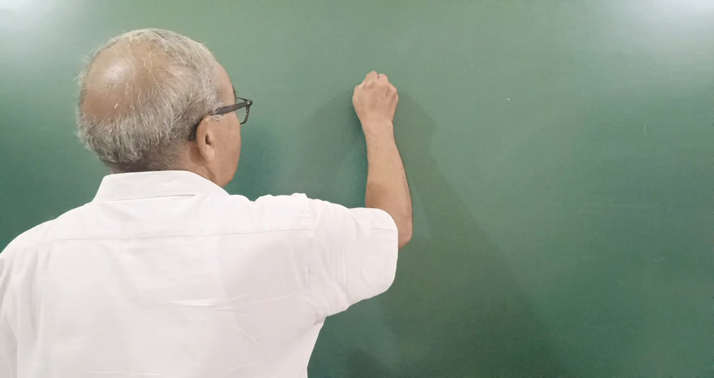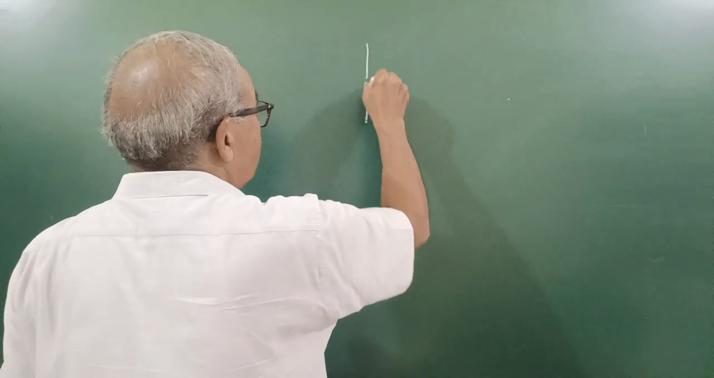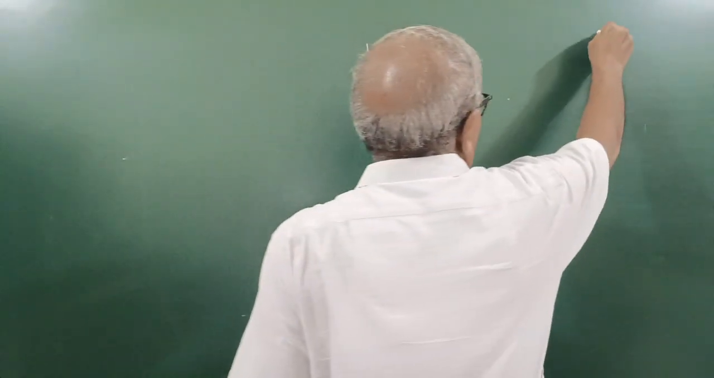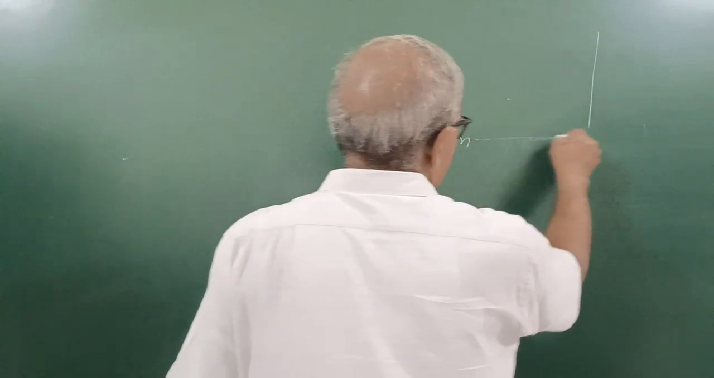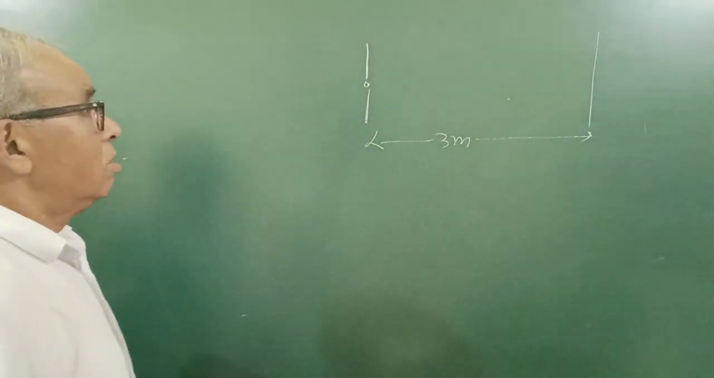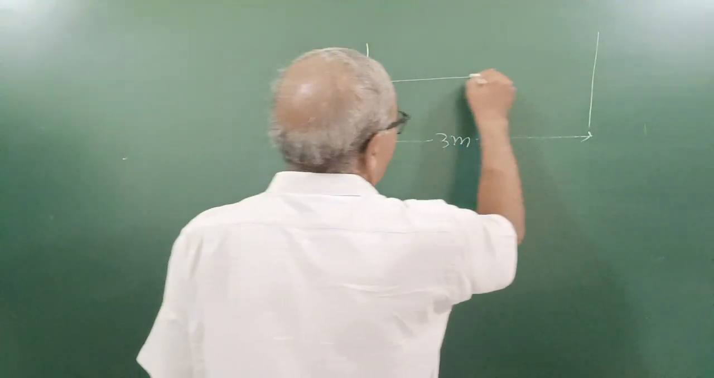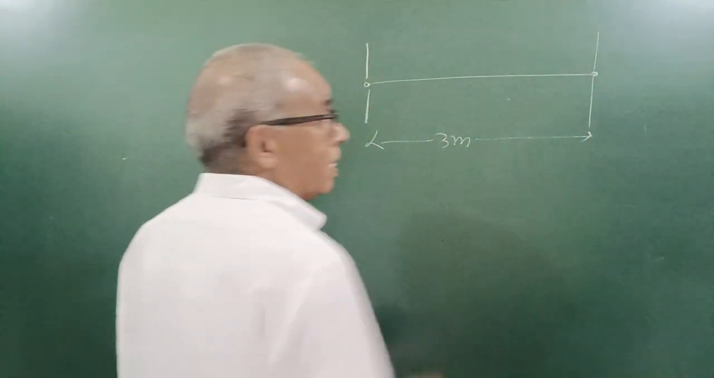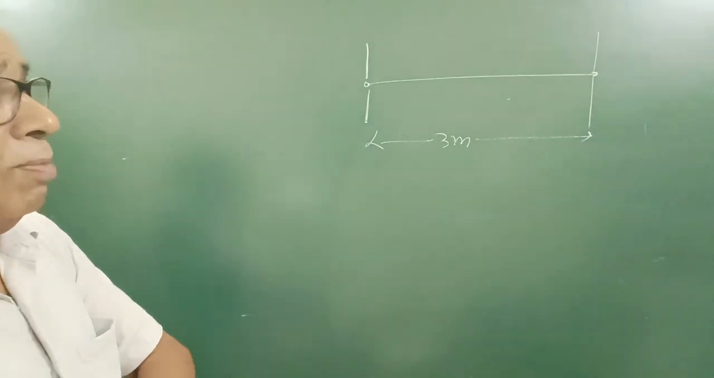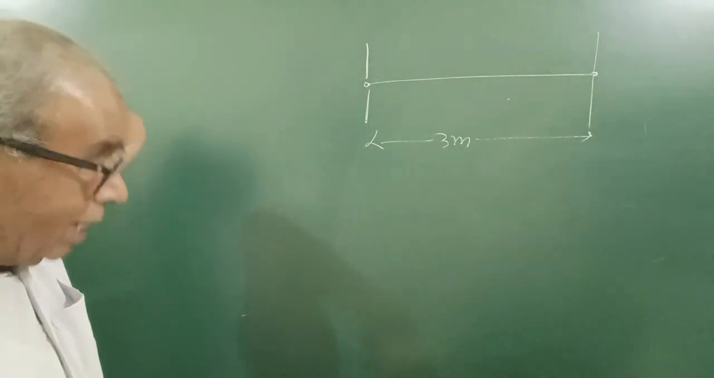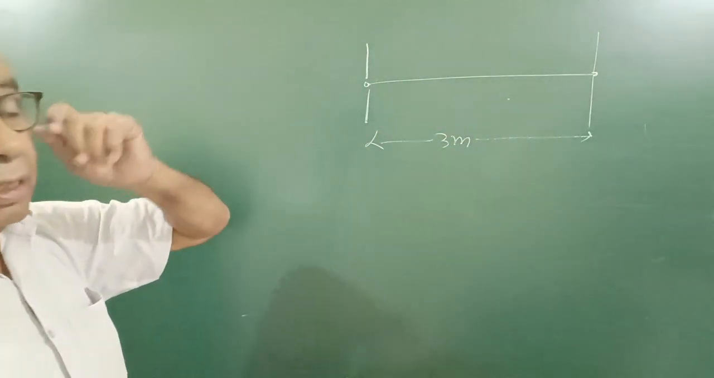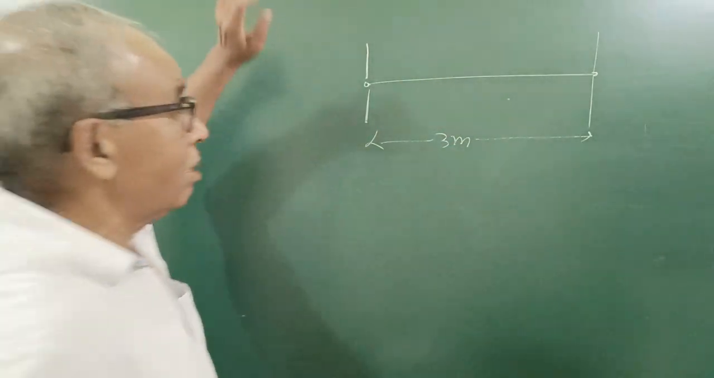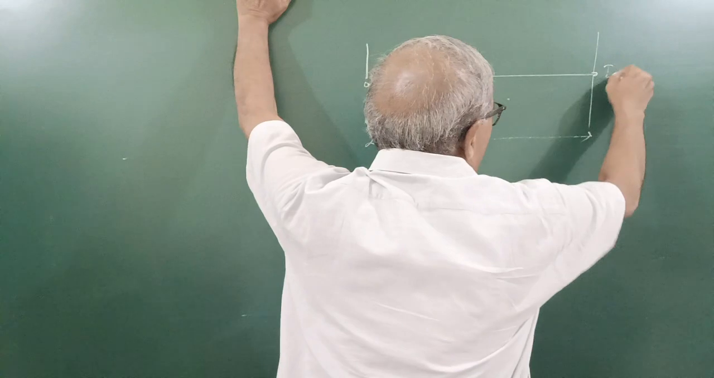Here is one wall and the bulb is fixed here. There is another wall 3 meters away. So we want the image of this bulb here only. So what should be the maximum focal length? With a small one it will work. What is the maximum focal length we can use so that the image will be on the wall?